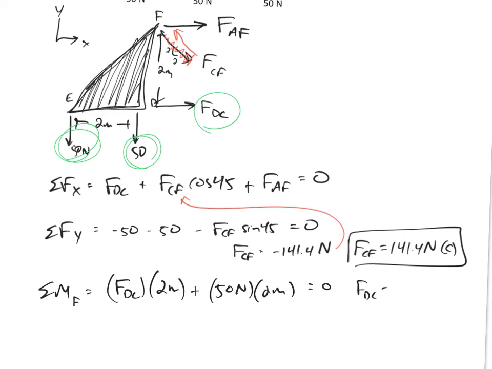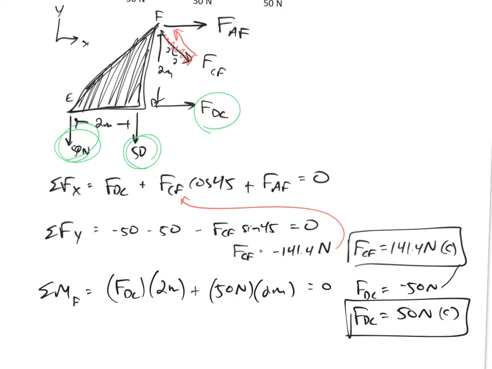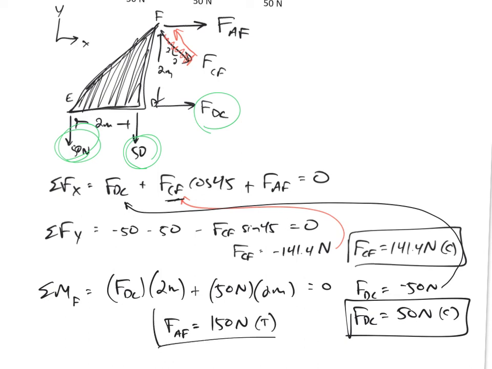So FDC comes out to be negative 50 newtons. So FDC is 50 newtons in compression. And again, going back and plugging this back in, I need to plug in negative 50 right there. I need to plug in negative 141.4 right there to solve for FAF. And I would get FAF is equal to positive 150 newtons. I need to specify tension or compression. It is in tension. So those are the three forces that I was looking for.